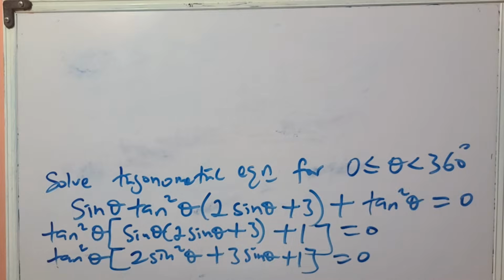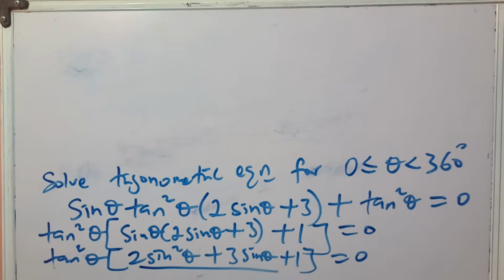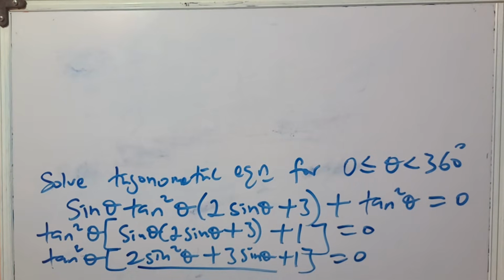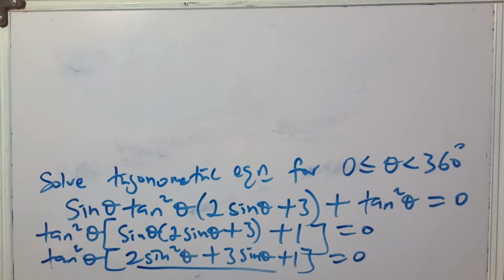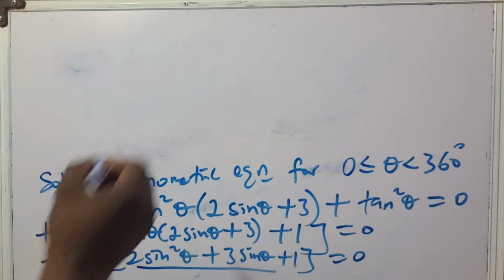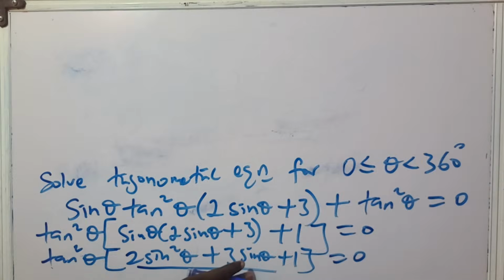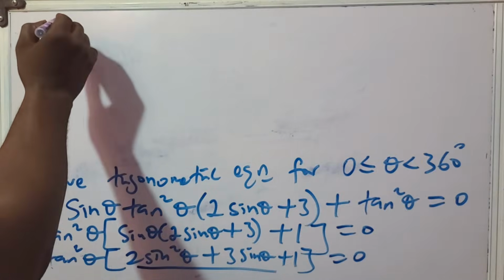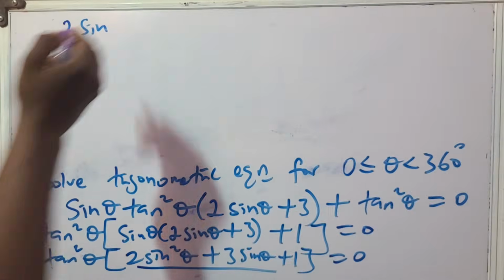Now, look at what we have here. What we have inside this place, of course, you can see this looks so much like a quadratic expression. All right. And this means we can easily solve that using quadratic means. So let's just solve this within very quickly. This is like 2 sine.